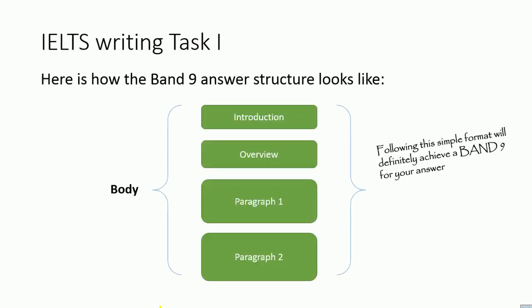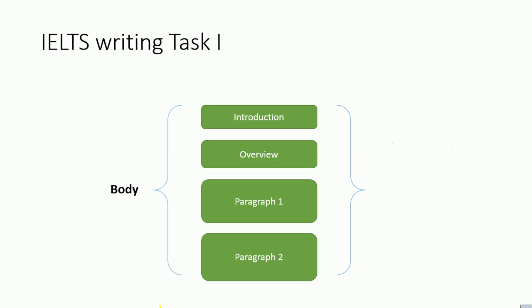So here is how the band 9 answer structure looks like. Following this simple format will definitely achieve a band 9 for your answer. So it consists of introduction, overview, and paragraphs which we'll be writing in the subsequent slides. So what exactly is being expected in each of the sections, we'll go through it shortly.